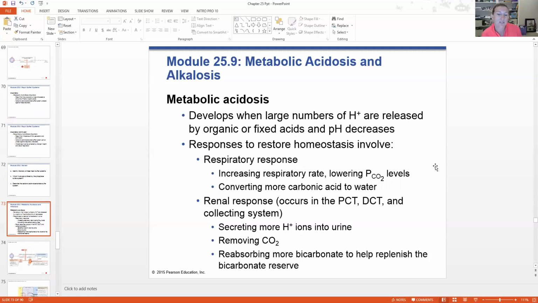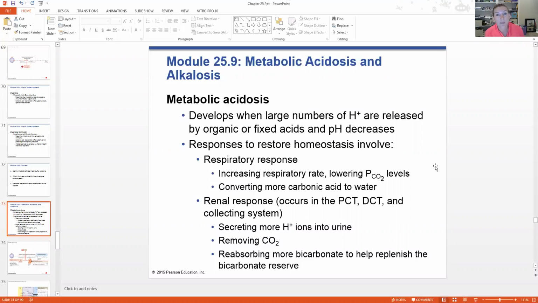Metabolic acidosis develops when a very large number of hydrogen ions are released by either organic or fixed acids, and then the pH decreases. The overall response is a respiratory response, where you increase your respiration rate, lowering your partial pressure of carbon dioxide, converting more carbonic acid into water, getting that carbon dioxide out of the body. But there's also a renal response.